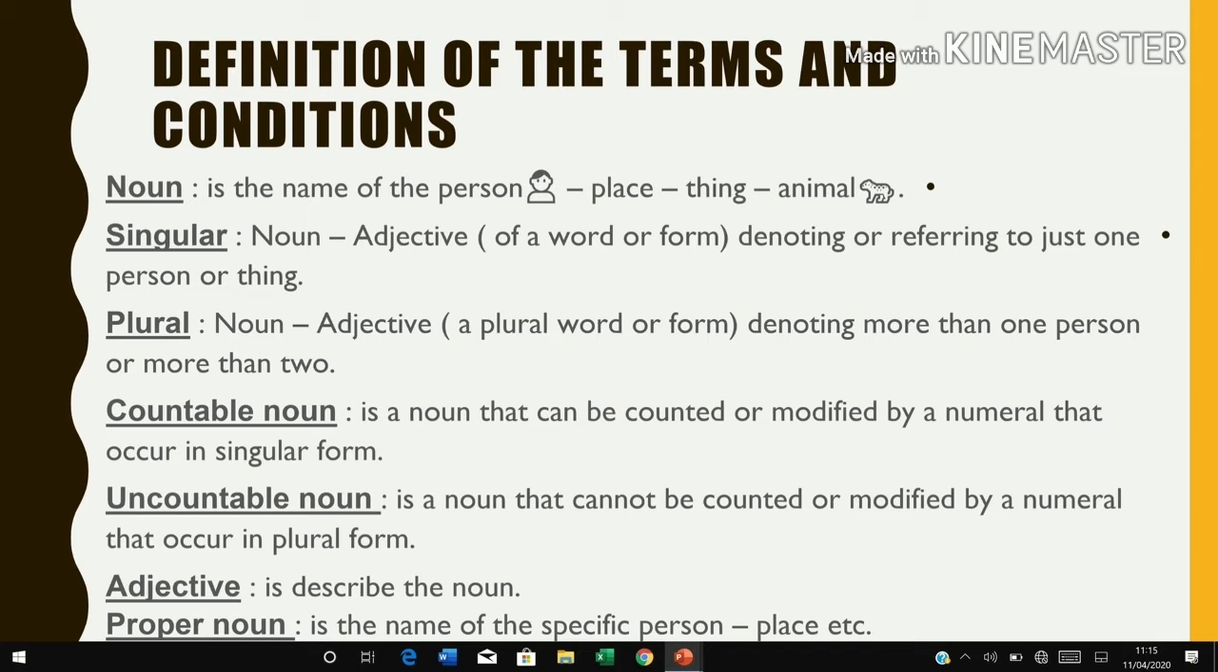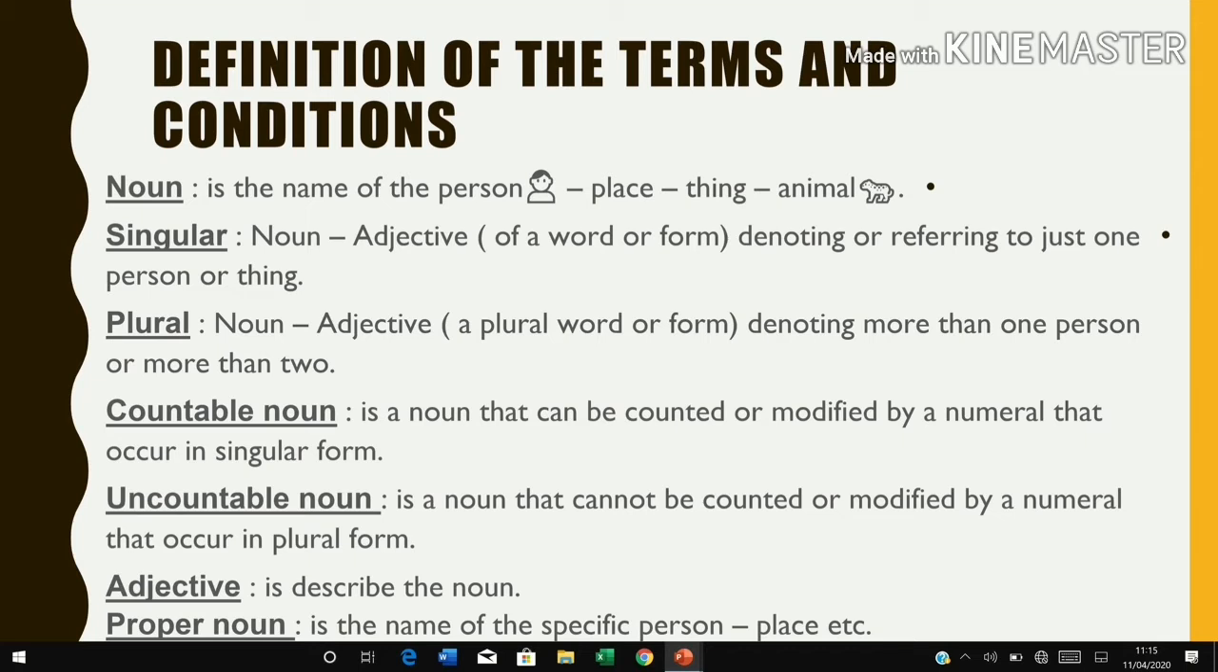A countable noun is a noun which can be counted by number, for example, one teacher, 10 elephants, two papers, and so on. An uncountable noun is a noun that cannot be counted, for example, our skin, cells of our skin, water, coffee, knowledge, and so on.